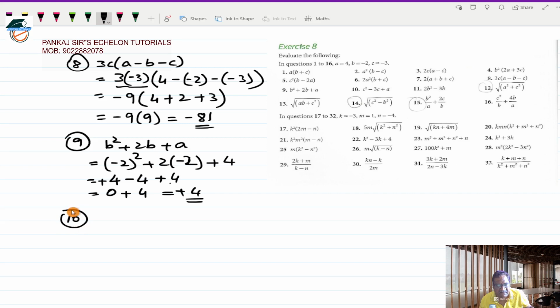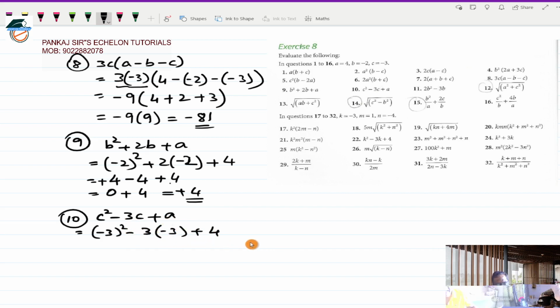Now coming to the 10th one. The 10th one says c square minus 3c plus a. Now c is how much? It's minus 3, right? So (minus 3) square minus 3 into, again c will be minus 3, so I'm putting it in a bracket, plus a is 4, so I'll put 4.